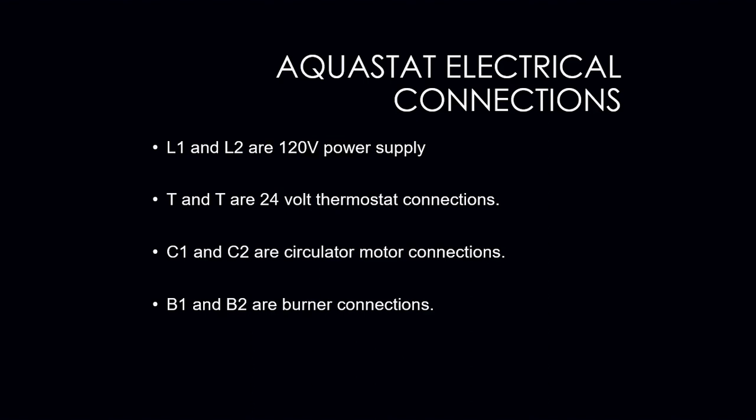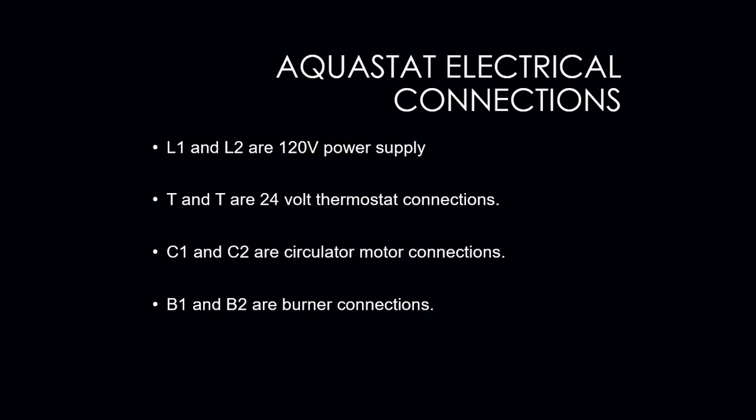Wiring an aquastat is relatively simple. Okay, it's not too difficult to do. You have L1 and L2, and that's going to basically be your power supply. Okay, residential 120 volts. You're going to have terminals TT. That's your 24-volt thermostat connections. Your C1, C2, that's going to go to your circulators. B1 and B2 is going to be your burners.